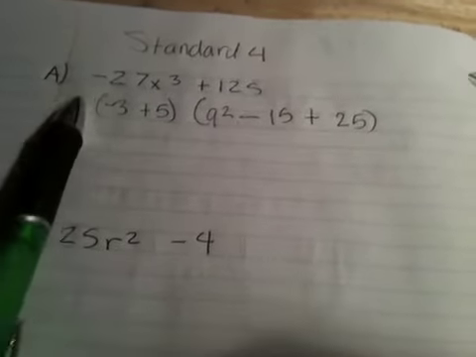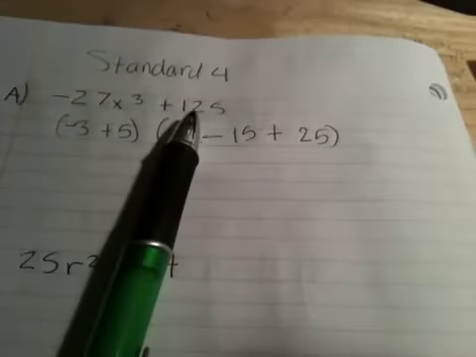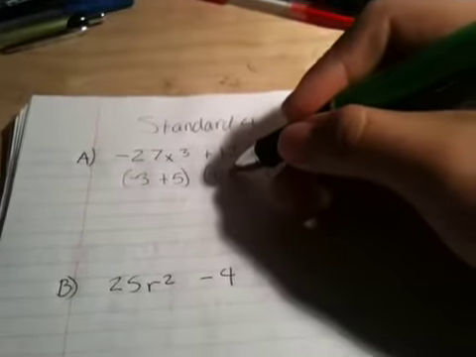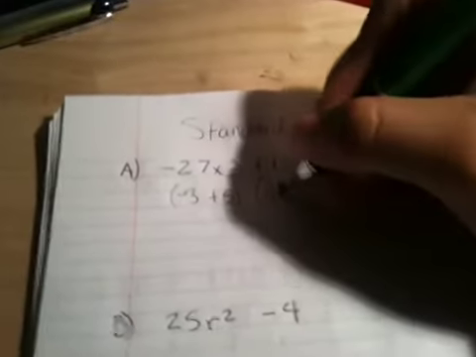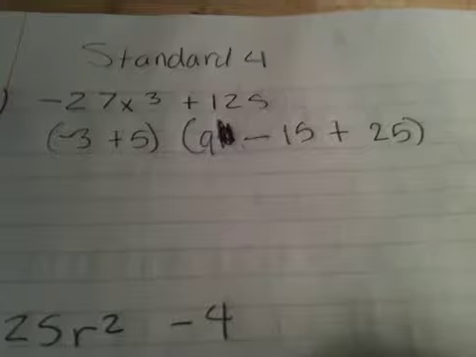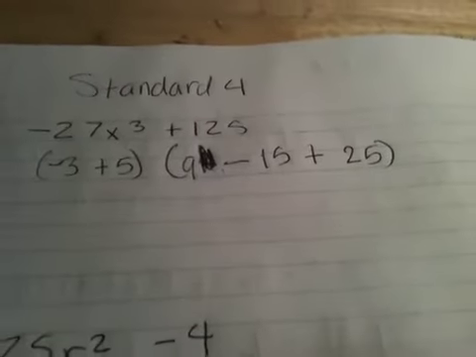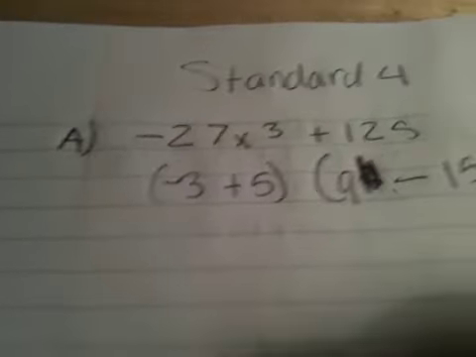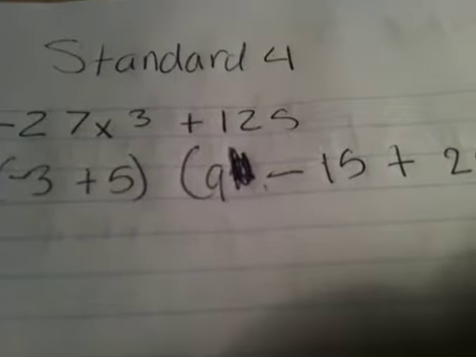We got 3 times 5 out of the 27. We got 5 out of 125. It's not 9 squared, I apologize. Forget the 9 squared, people. It's 9 automatically. So we get 3x plus 5 times 9x squared minus 15x plus 25. So how do we get this? The a value is the 27x cubed. The b value is 125.